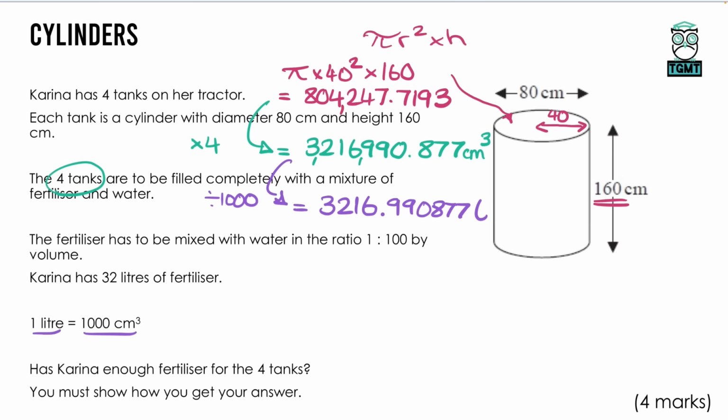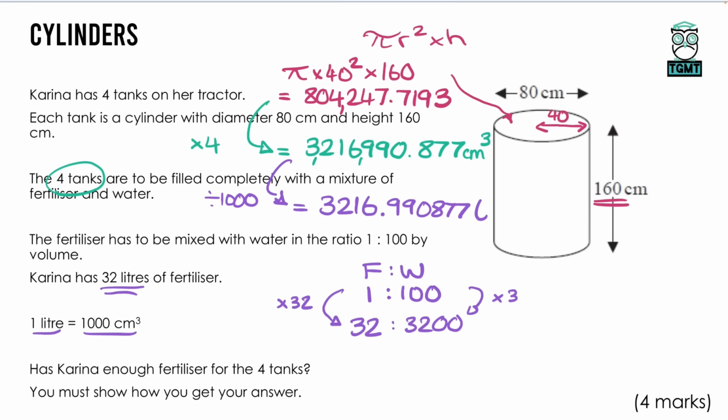We just now need to work out exactly how much space we actually need. So the fertiliser is to be mixed with water in the ratio 1 to 100. So the fertiliser to the water is 1 to 100. Karina has 32 litres of fertiliser. So she has 32 litres, so we need to multiply by 32, which means we're going to have 3,200 litres of water. And the total there, if we add those two together, is 3,232 litres.